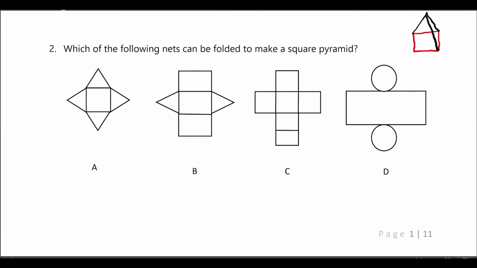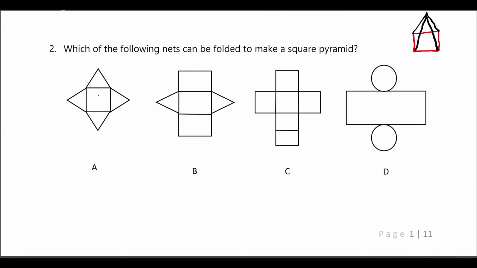So this is how a square pyramid will look. You can see that all the sides here are in the shape of a triangle. Then the base shape here is a square. So when we try to unfold this square pyramid, what net are you going to get? Which of these nets will look like the unfolded shape?